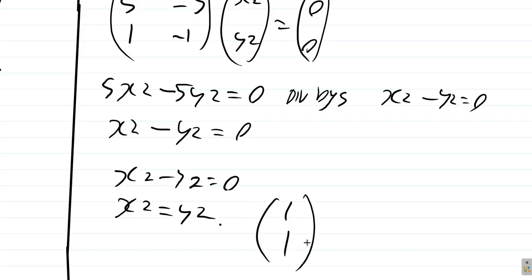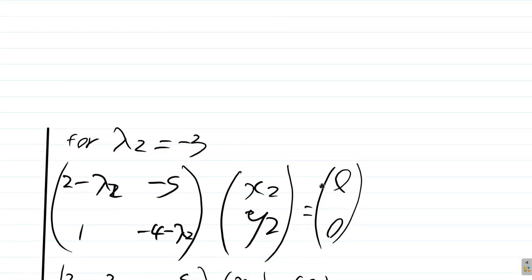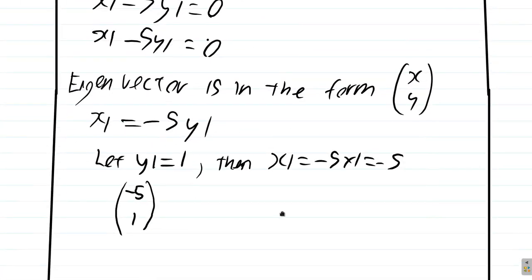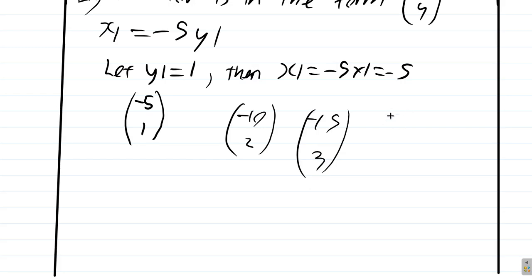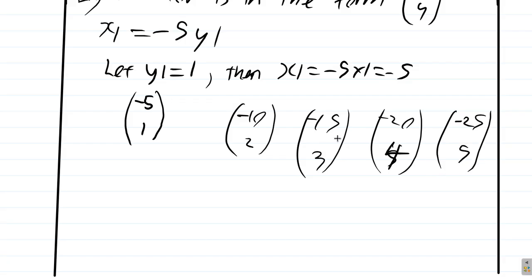Simplest eigenvector. Now remember, there are an infinite number of other vectors. You see, for this one, negative 5, 1 is the same thing as negative 10, 2 if you multiply both of them by 2. It is the same thing as negative 15, 3 if you multiply both by 3, and negative 20, 4 if you multiply both by 4. If you multiply both by 5, it would be negative 25, 5, and so on and so forth.